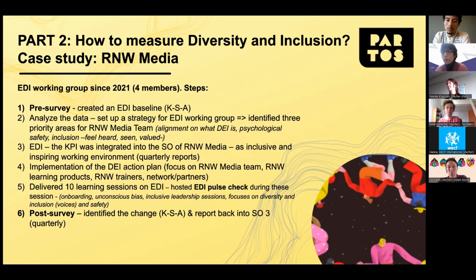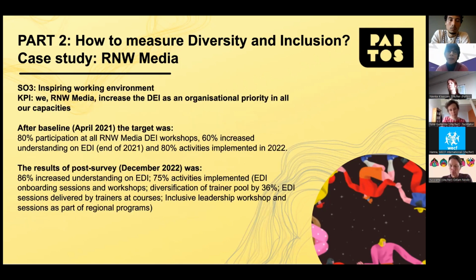So I just wanted to say that we then focus on the post survey, and look back again at the skills, knowledge, and attitude, and that is how we track whether there was a change through any of these activities that we have done. If we go to the next slide, we will see that the KPI is this: we at Rentable Media increase DEI as an organizational priority in all our capacities. So this is embedded into the strategic objective of the organization. After the baseline, we created targets like 80% participation and 60% increase of understanding. So this is what we wanted to achieve.